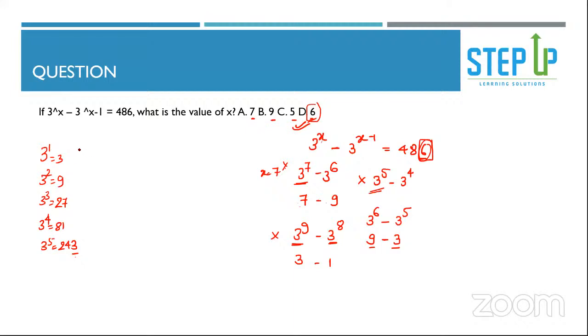So as of now, whenever we have to calculate the unit digit of a number, we take the power and divide it by 4. That's the first step. The second step is to focus on the remainder and then write it.